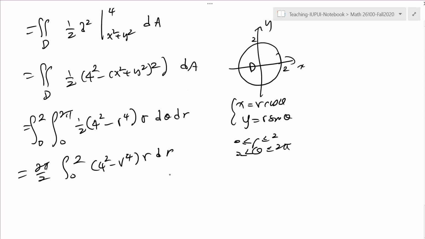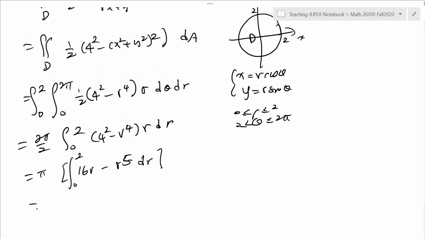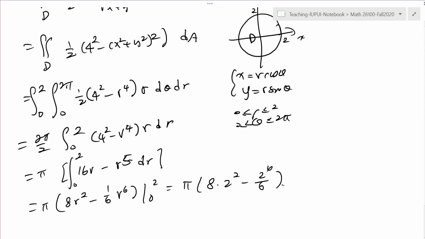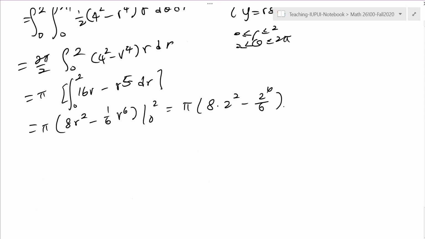You can find the antiderivative. Well, let me finish that. So find the antiderivative: this will be 16r minus r to the fifth. You will get 8r squared minus 1 over 6 r to the sixth. Okay, all right, so let's finish it up.